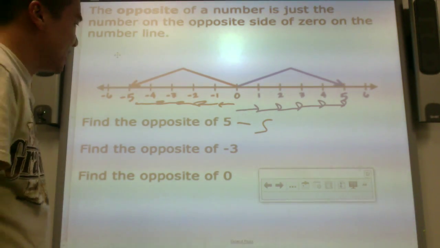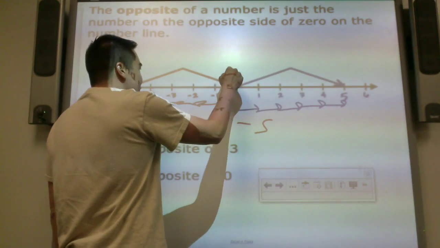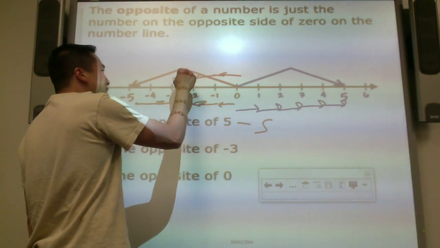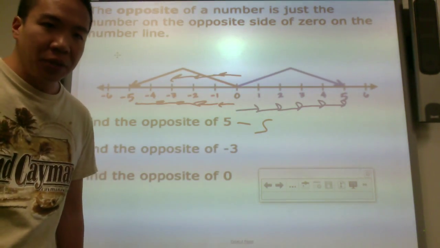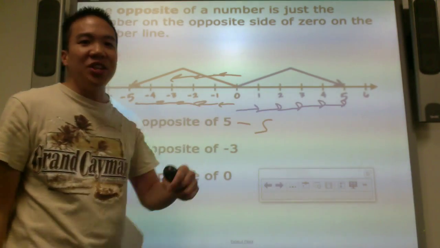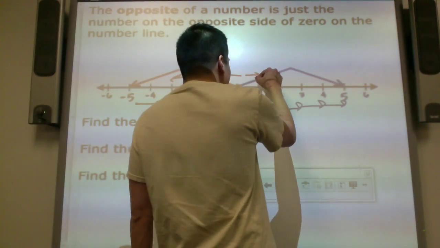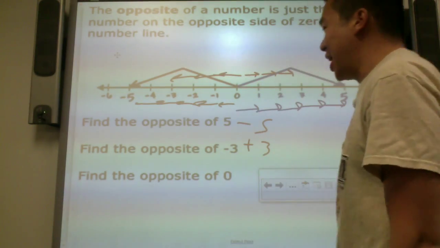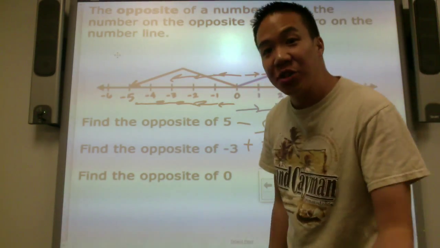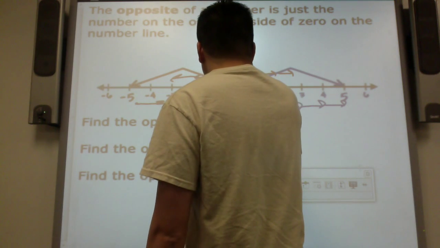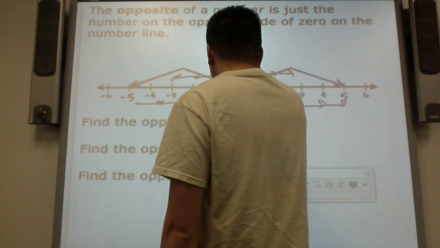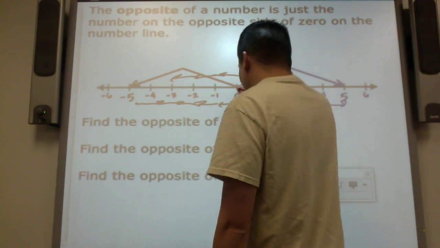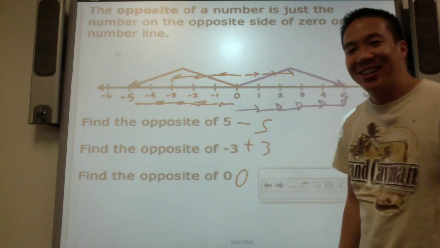Find the opposite of negative 3. This is 3 units to the left of 0. So what is the opposite? What is 3 units to the right of 0? Positive 3. Find the opposite of 0. 0 is at 0. It's not left or right, it's at 0. So the opposite of 0 is 0.